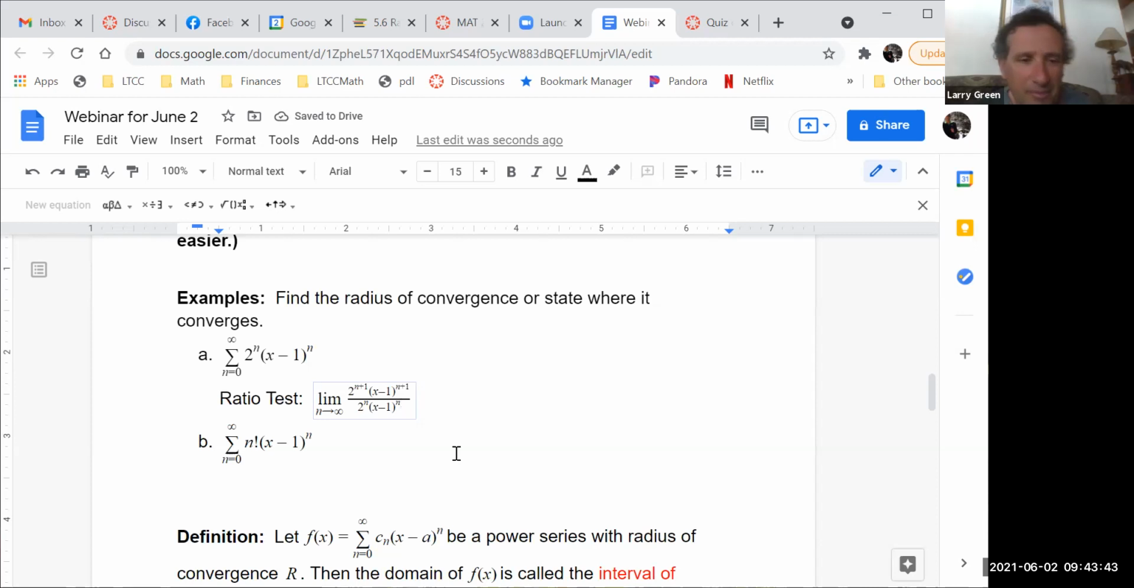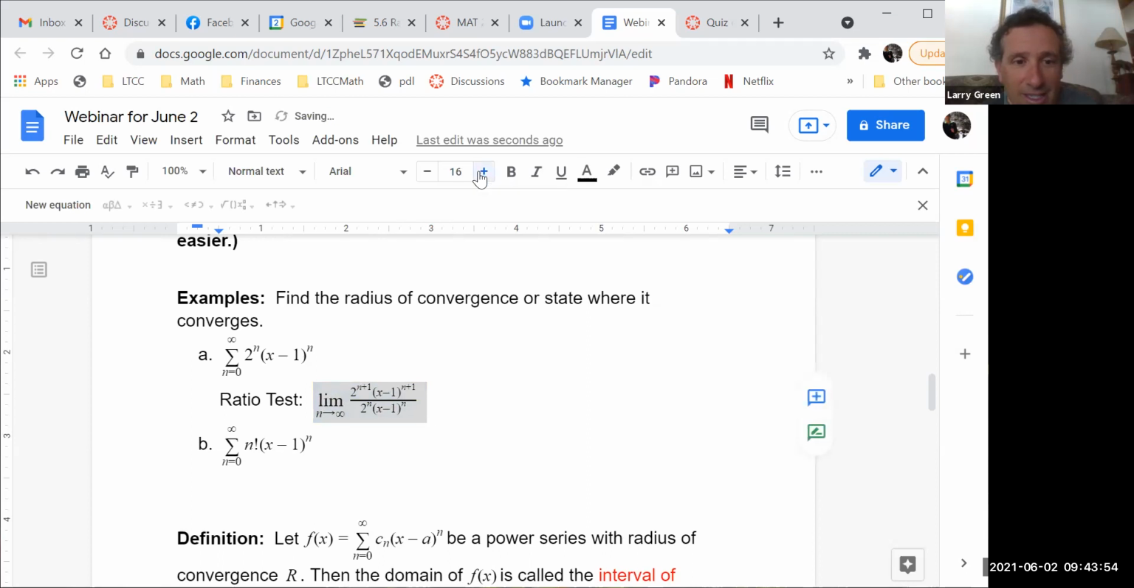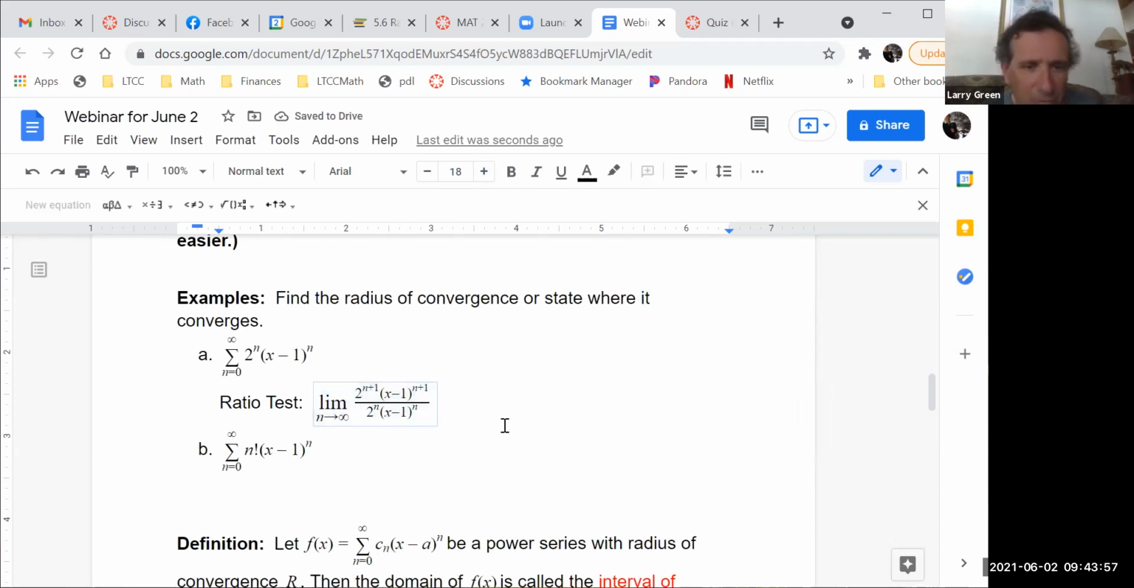What's wrong with this? See if anyone can tell me what's wrong with it. There's something wrong with it. Other than it's too small for you to see. So what's wrong with what I did? It wasn't a ratio to start. You don't have to have a ratio to start. That's not a problem. So that's not an issue. There is an issue though. It's technical, but really important.